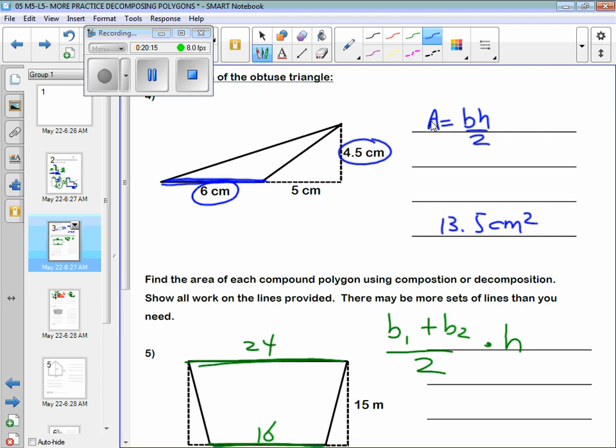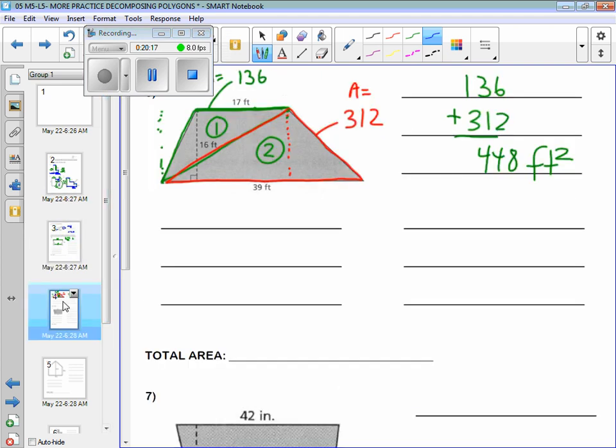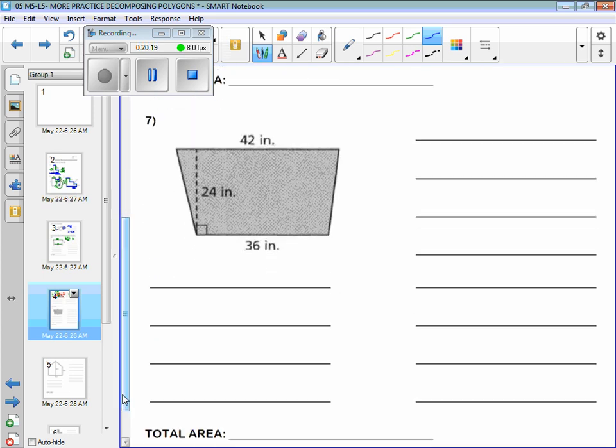5 we did earlier. We also did 6. I'm going to move on to number 7. Number 7 can be done if you break up the trapezoid into this triangle right here. You just have to find these 2 missing pieces to do it. Now, it's not quite drawn to scale, but you'll see it will still work.